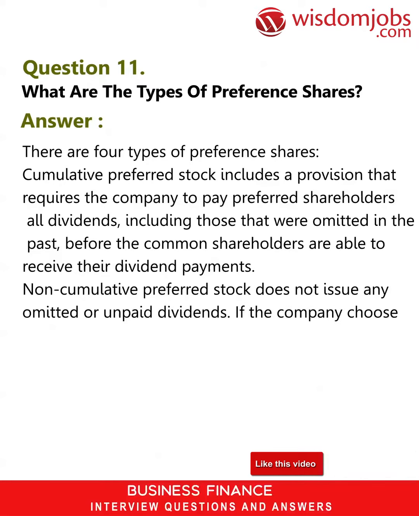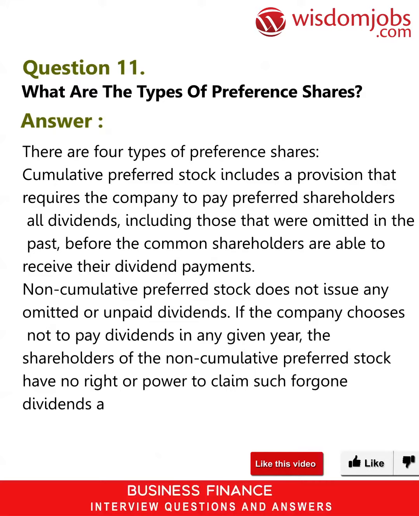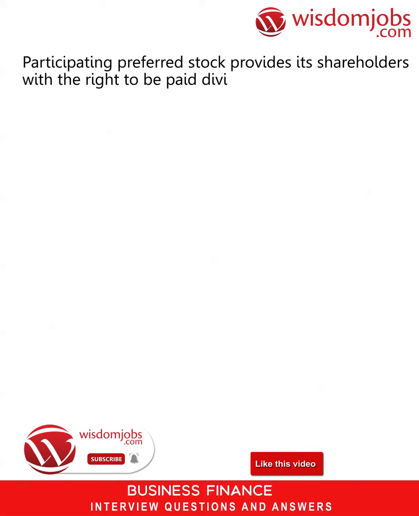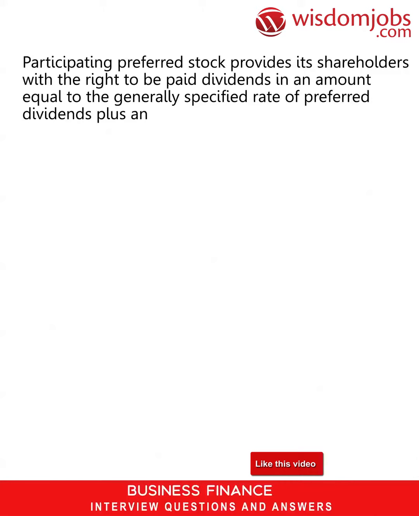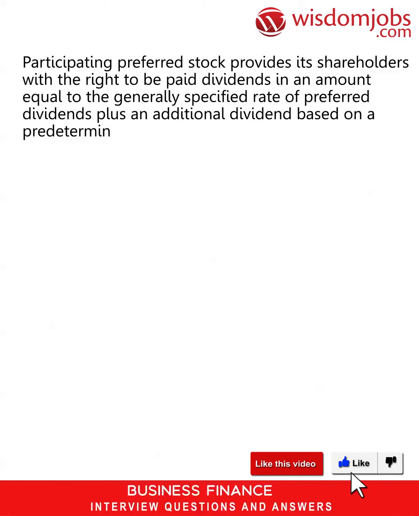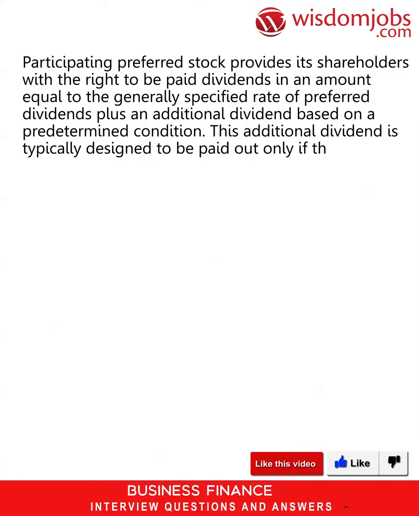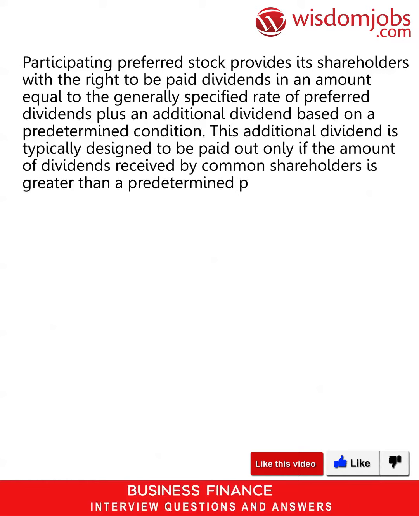Non-cumulative preferred stock does not issue any omitted or unpaid dividends. If the company chooses not to pay dividends in any given year, the shareholders of the non-cumulative preferred stock have no right or power to claim such foregone dividends at any time in the future. Participating preferred stock provides its shareholders with the right to be paid dividends in an amount equal to the generally specified rate of preferred dividends plus an additional dividend based on a predetermined condition. This additional dividend is typically designed to be paid out only if the amount of dividends received by common shareholders is greater than a predetermined per share amount.